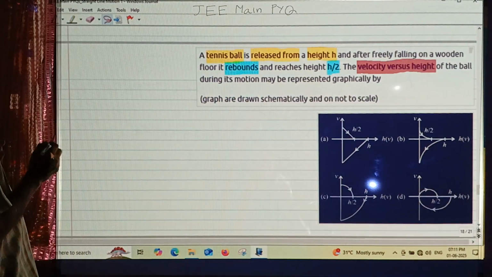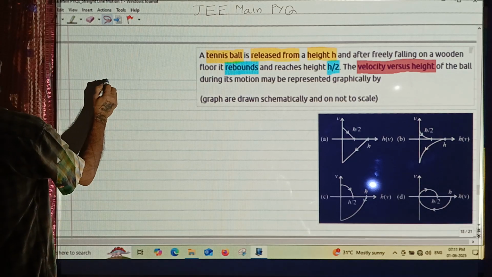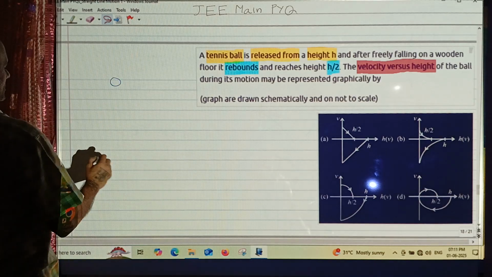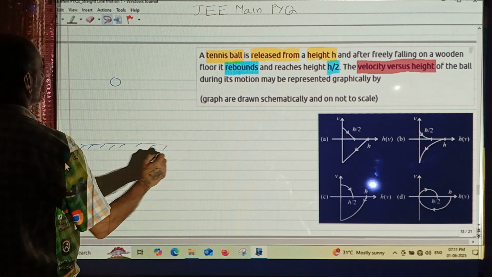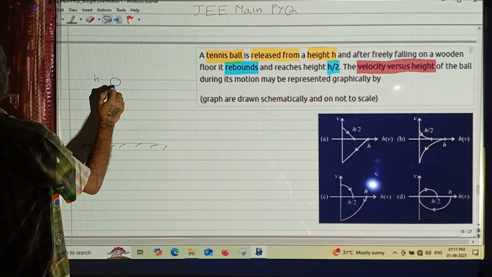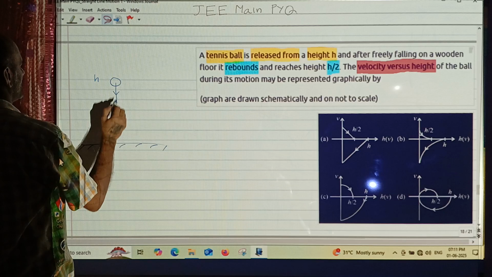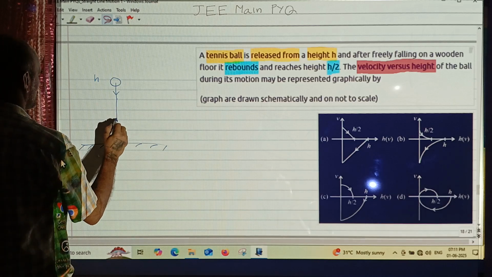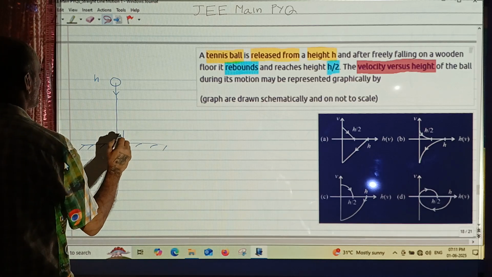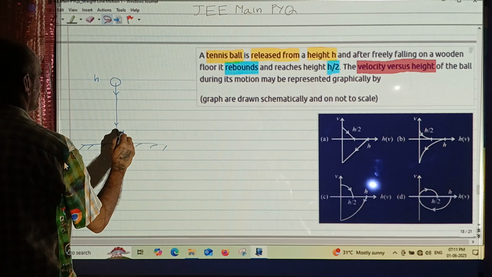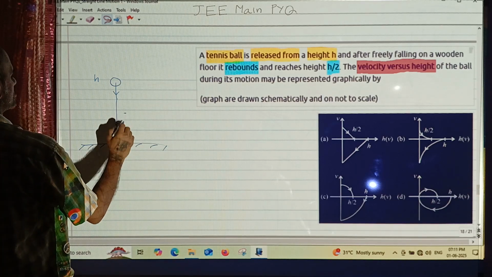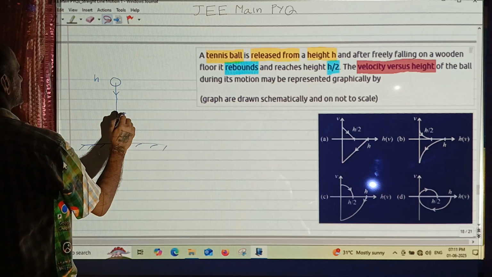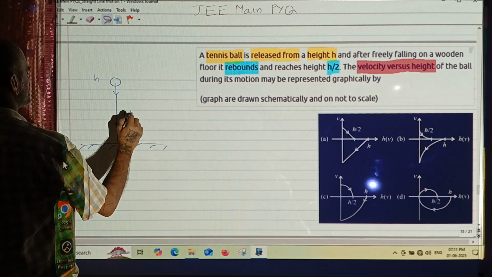So here a tennis ball is thrown from a height h onto a wooden floor. From a height h, it is dropped. It'll keep coming down, hit the floor and then rebound. It rebounds to a height of h by 2, so it comes up to this point. Here the velocity is 0, and this height is h by 2.